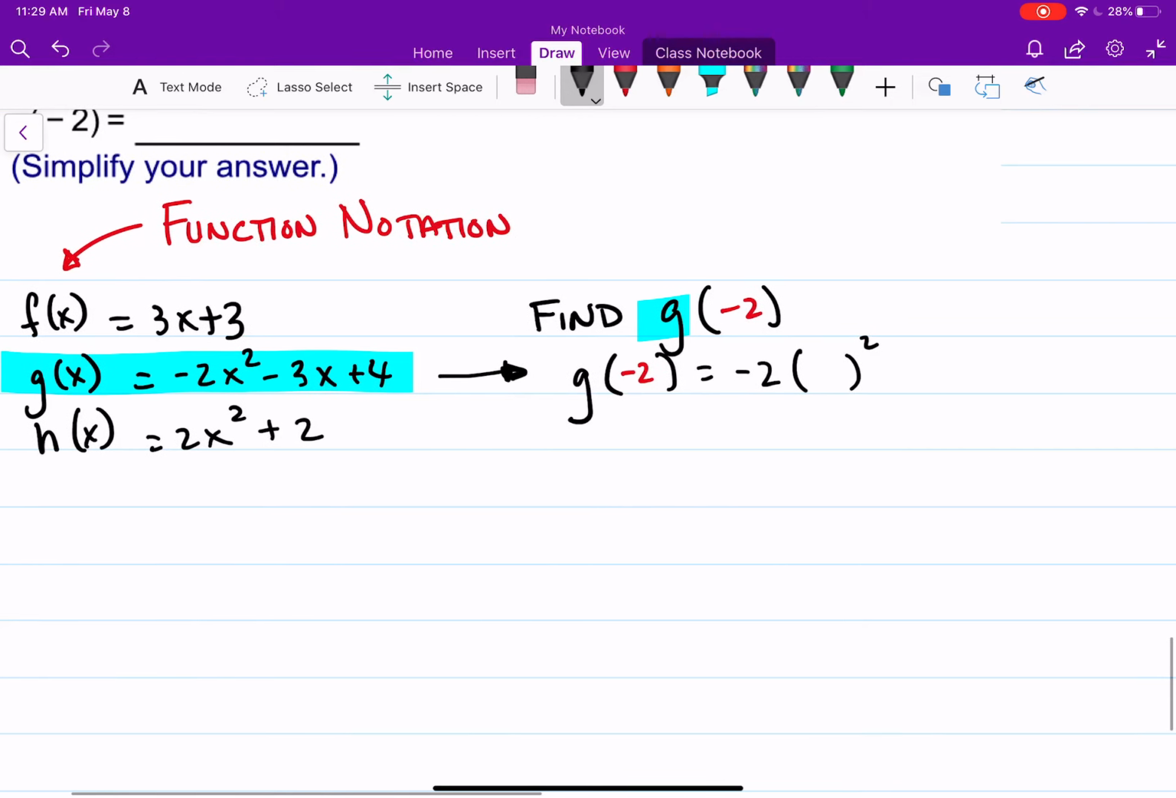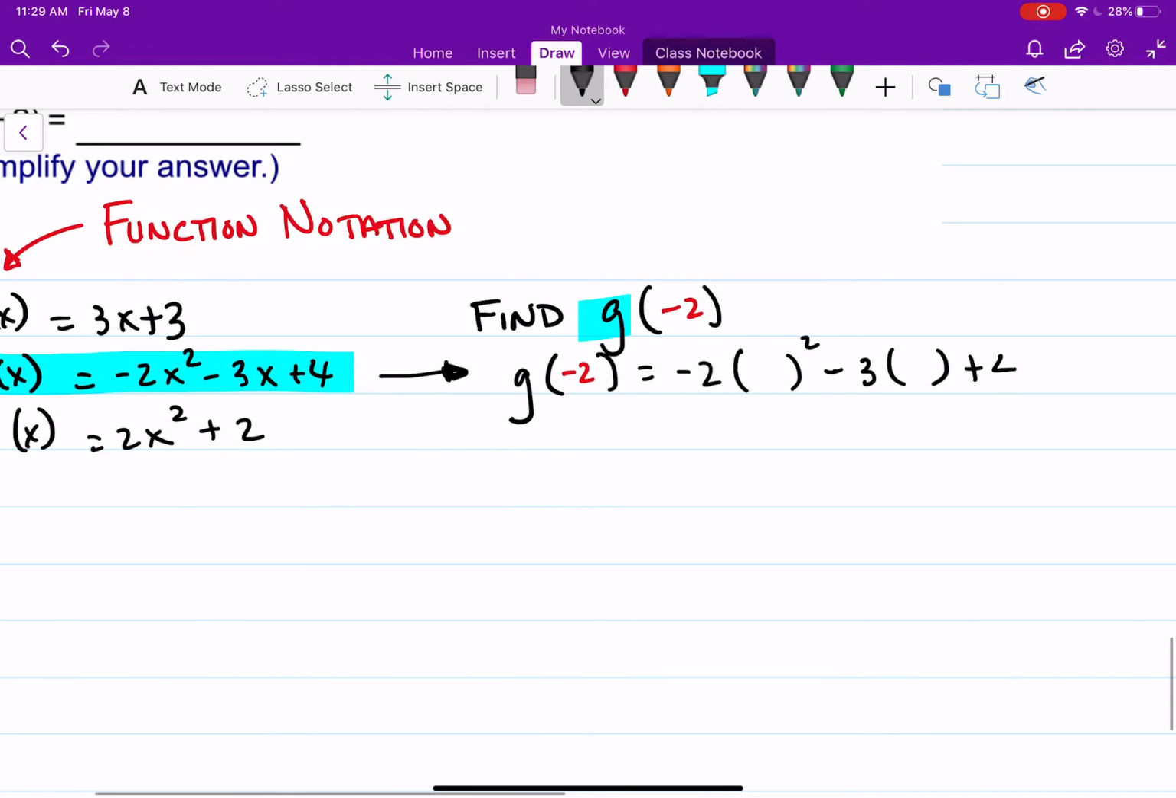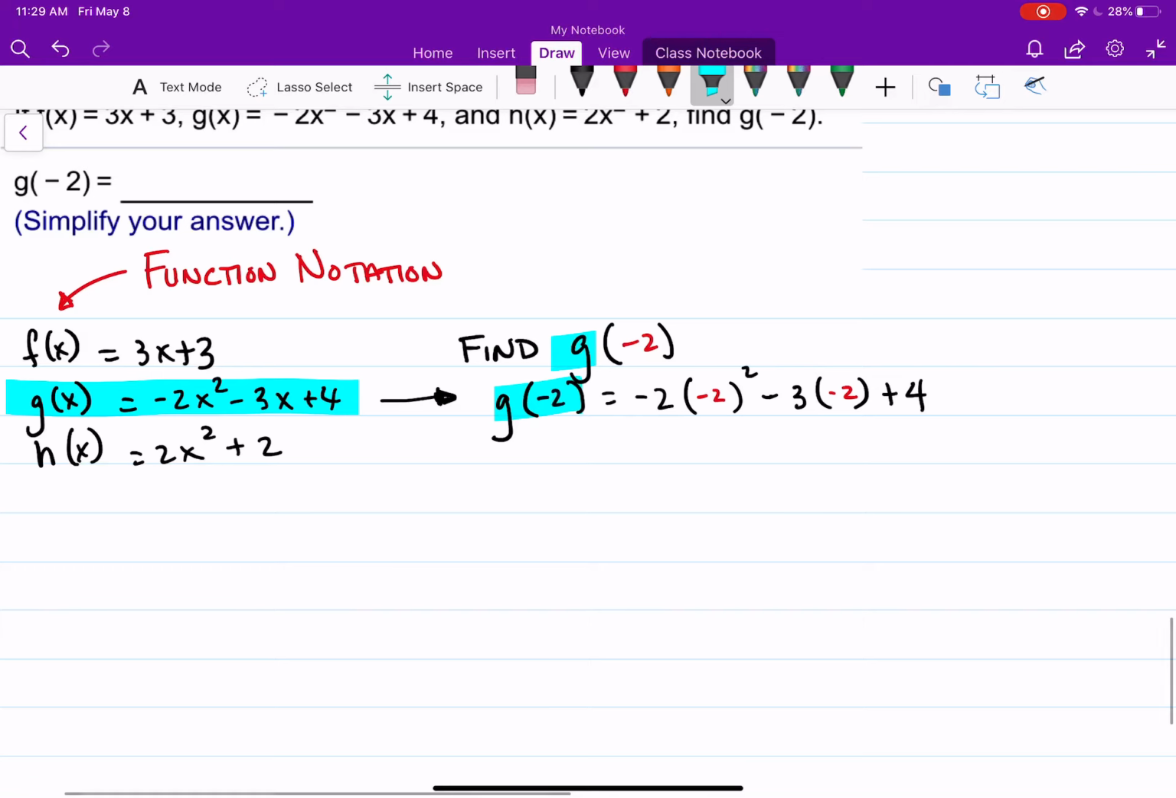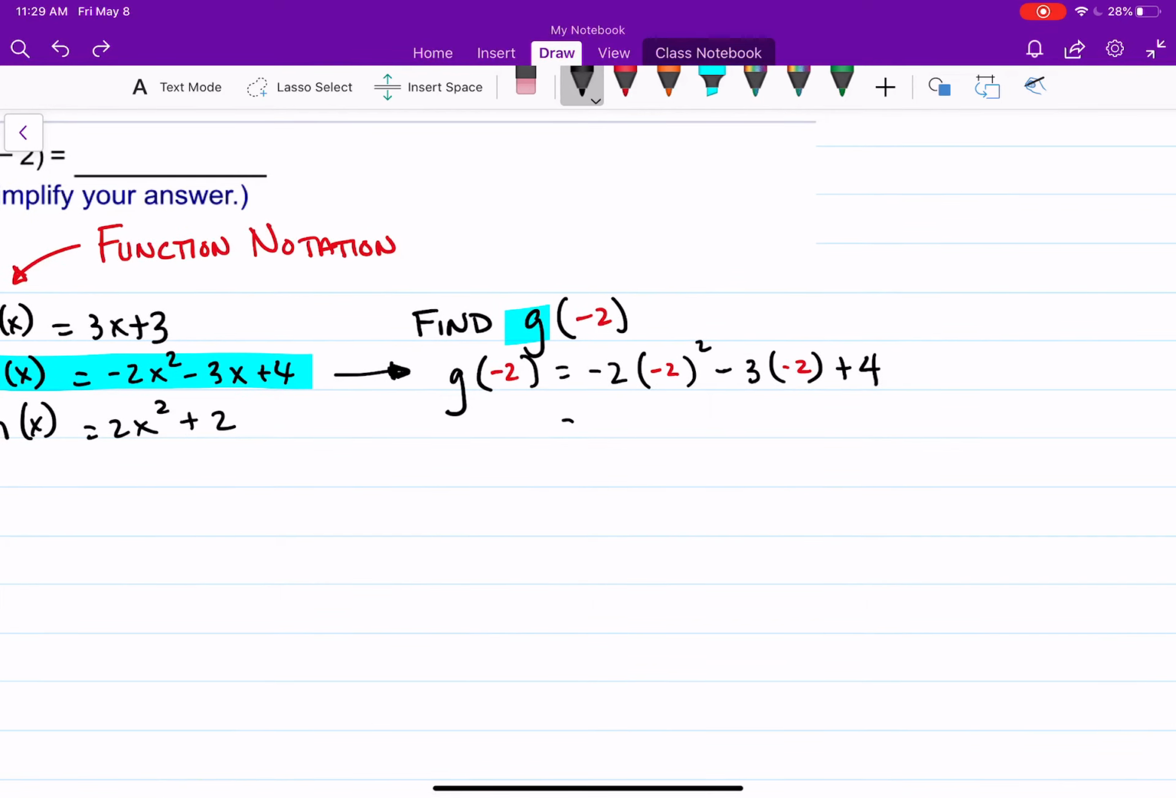So this is, again, what I would do. Wherever you're supposed to put in the x, put parentheses around it. So -2, -2. So now I got to do the order of operations, right? So this right here, however, is going to stay put. This is not g times -2. It's just g of -2. It's just a notation. What is the y value when x is equal to -2? That's all it's saying, okay? So that stays put.